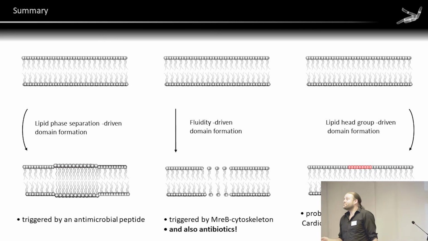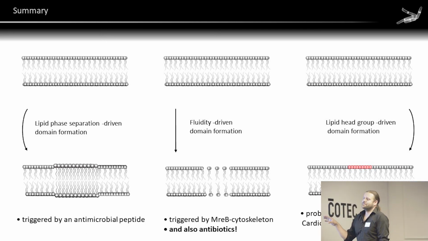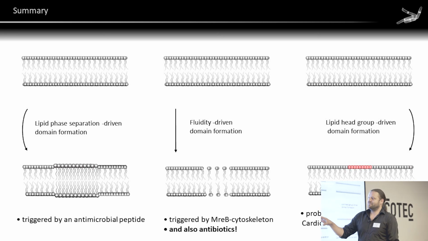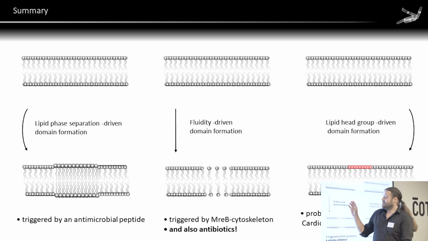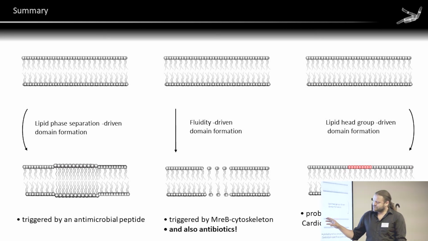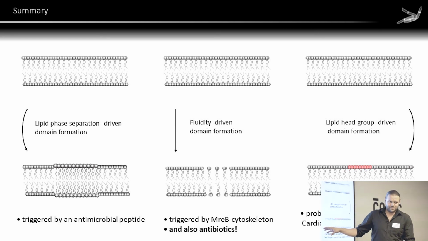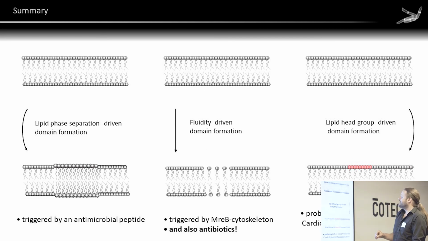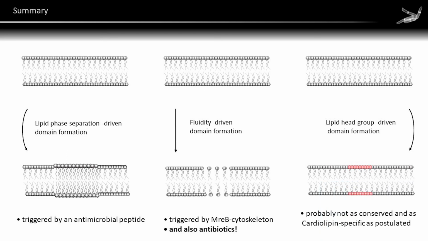So as a summary for this talk, we've given an example of lipid phase separation-driven domain formation. This is not rafts. Here we have it triggered by an antimicrobial peptide. Here we're talking about fluidity-dependent domain formation triggered by the MreB cytoskeleton, but it can also be triggered by antibiotics, and I think Leonard is going to be talking about these further. And then I've shown some evidence about lipid head group-driven domain formation, and that is probably not really as conserved and cardiolipin-specific as was postulated.